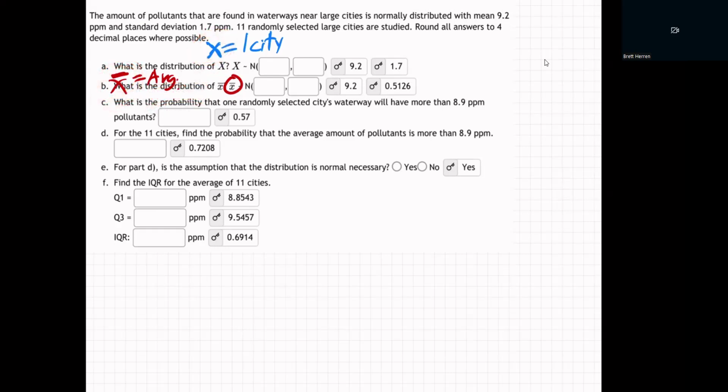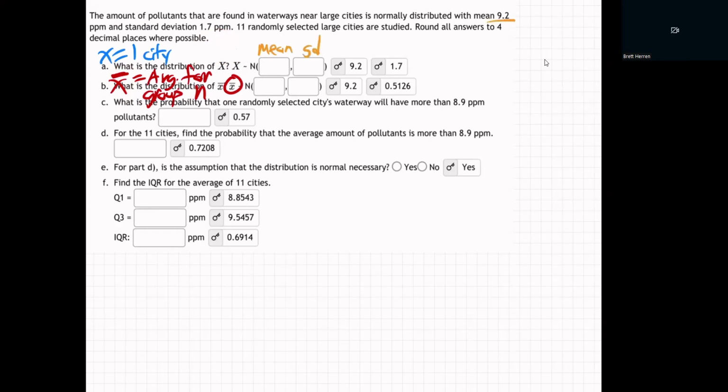So X bar is an average for a group, like 10 people, 30 students in the class, 40 students in the class, whatever. Whereas X is always one city, one at a time. All right, so what's the distribution? Well, you know what we do here. X again is one city, person, whatever. We always put the mean here and the standard deviation there, right?